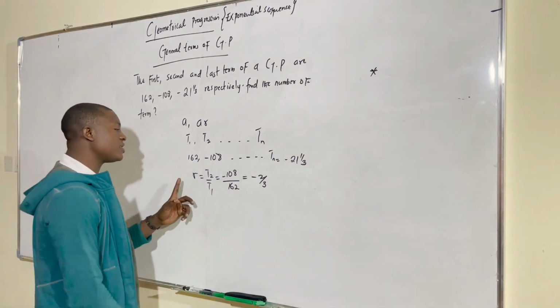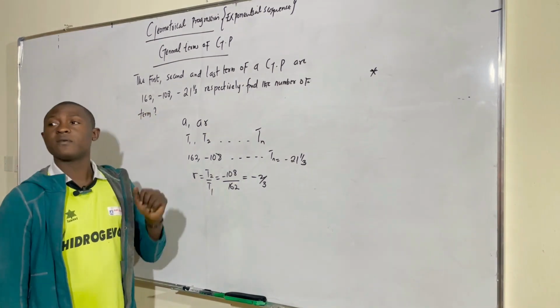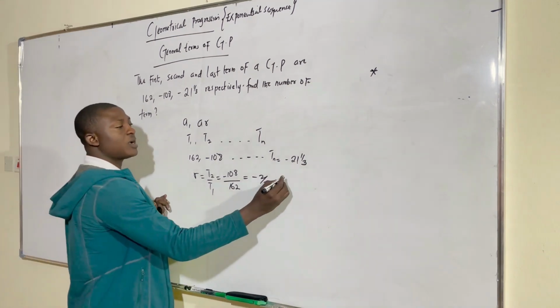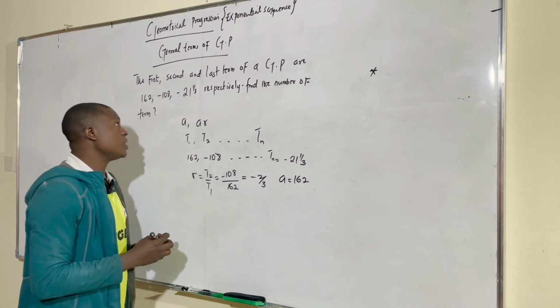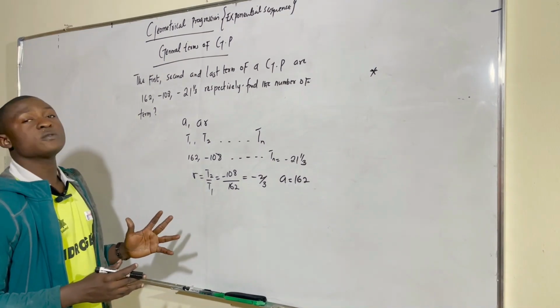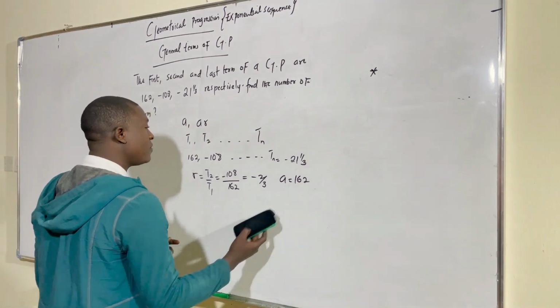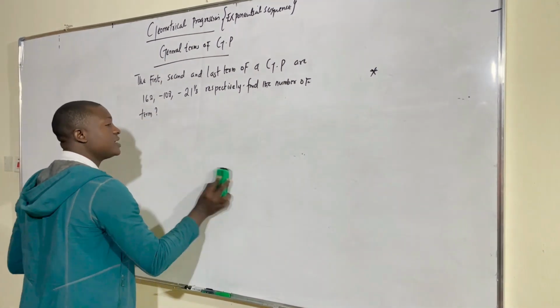Now, after getting the common ratio, from the question itself, we have our first term. Our first term there is 162. So what I want to find now, I was asked to find the number of terms. So let's apply the formula. We have already got our common ratio now. So let's write the data.